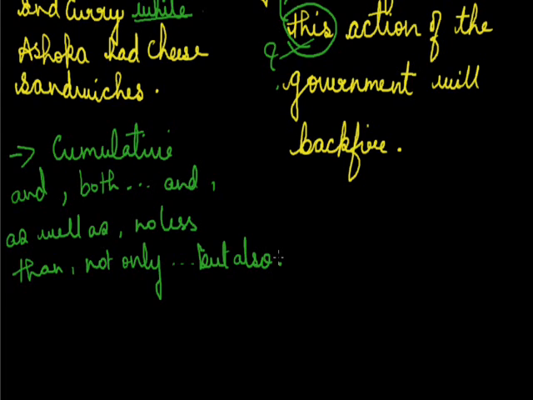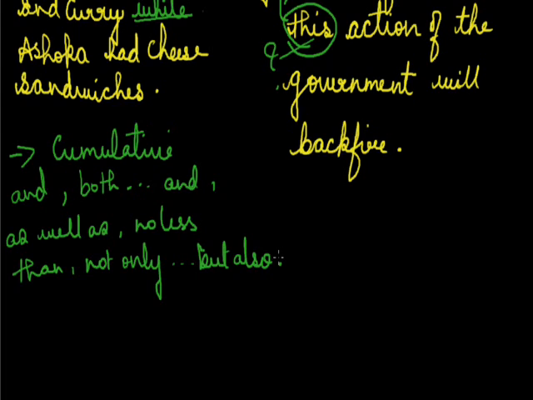A cumulative conjunction just adds one statement or fact to another, as in the examples I have given. Now giving you an example for each word. And: give me blood and I will give you freedom. Both the statements are standing individually, they have equal rank. Both and: the job was both lucrative and interesting. As well as: Kishore writes the story as well as composes the music.